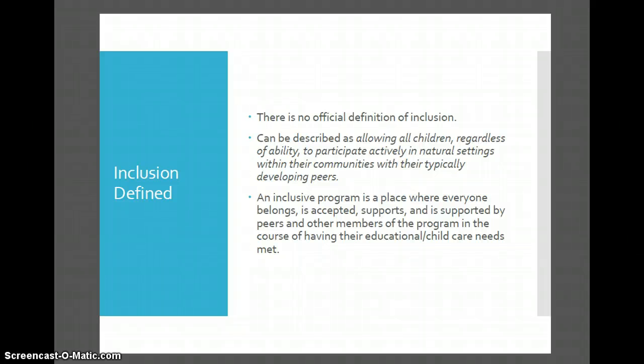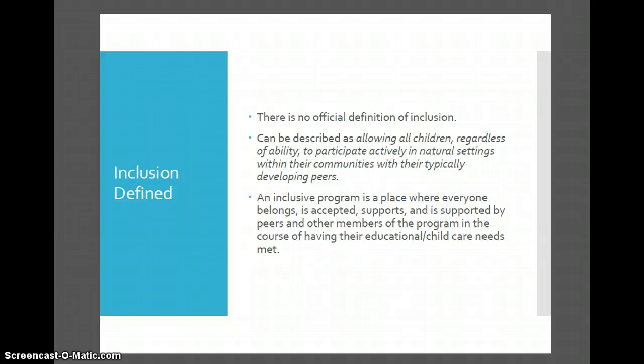Inclusion is allowing all children, regardless of ability, to participate actively in natural settings within their communities with their typically developing peers. So if you're going to think about perhaps an opposite of inclusion, right, it would be what we know existed back at the middle of the 20th century and before that, where most people who had any type of handicap or any type of special need were often institutionalized. So that's the opposite of inclusion, right? These children and those adults were not allowed to participate in natural settings within their communities with typically developing peers. They were isolated. So you can think about inclusion as the opposite of isolation.